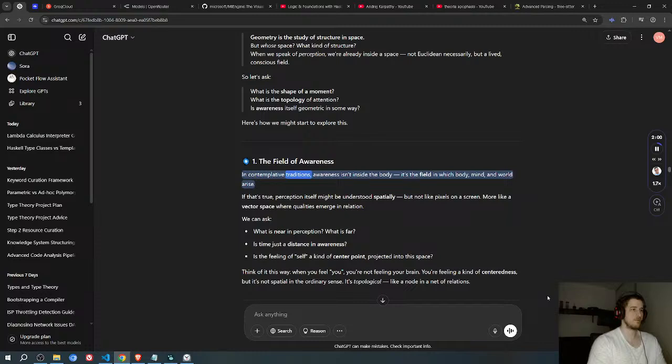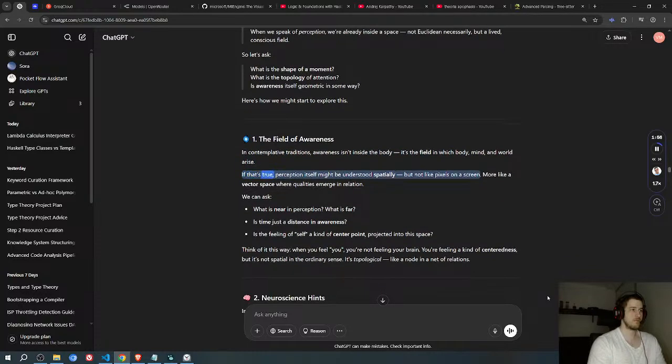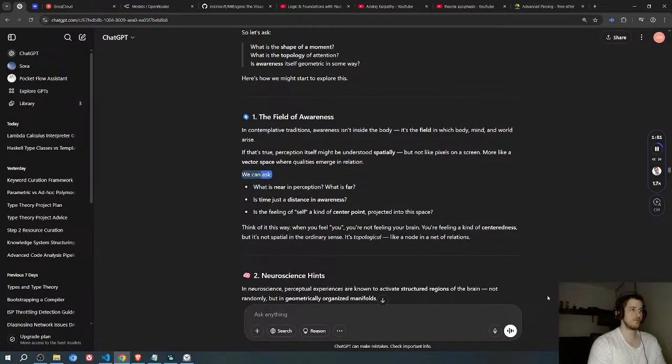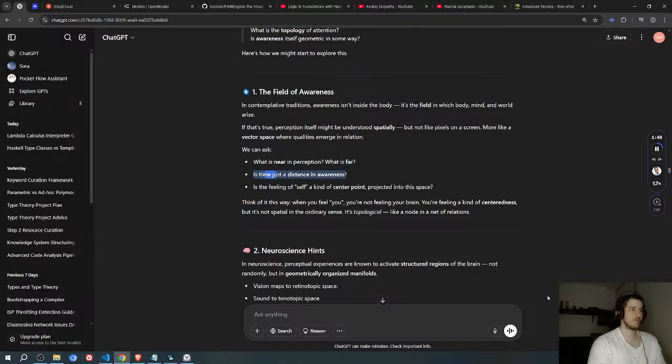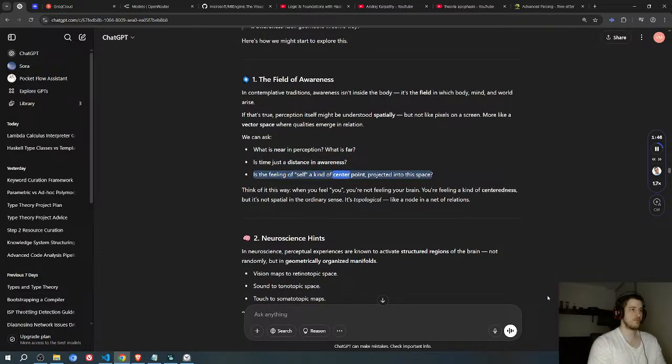In contemplative traditions, awareness isn't inside the body, it's the field in which body, mind, and world arise. If that's true, perception itself might be understood spatially, but not like pixels on a screen. More like a vector space where qualities emerge in relation. We can ask, what is near in perception? What is far? Is time just a distance in awareness? Is the feeling of self a kind of center point projected into this space?